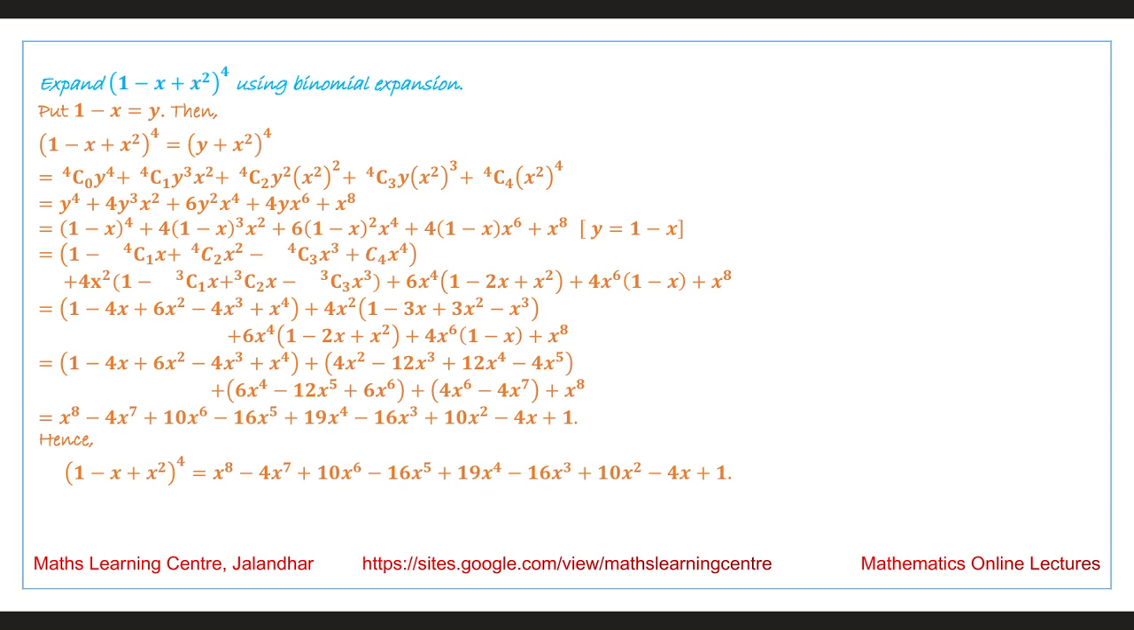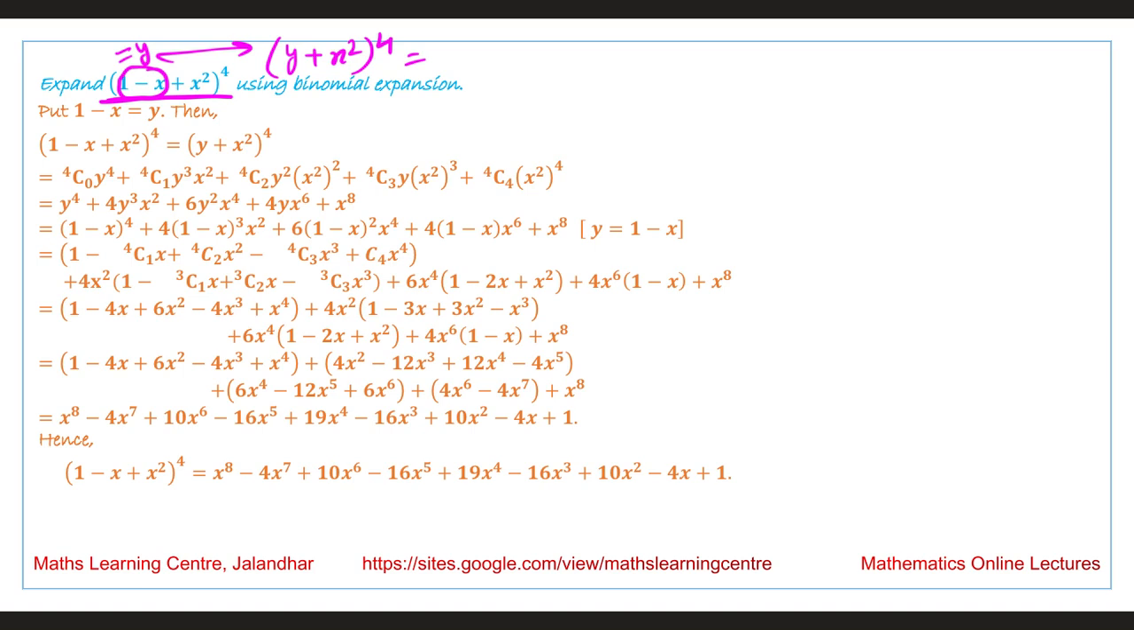Now the next question we have is, we have to expand this expression. Again, this 1 minus x, if we substitute it equal to y, this question will become y plus x square raised to the power 4, and for n is equal to 4, the binomial coefficients we have are 1, 4, 6, 4 and 1.